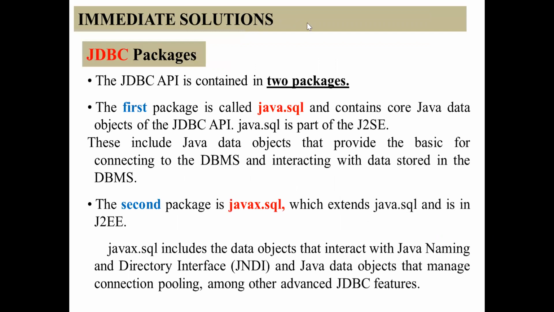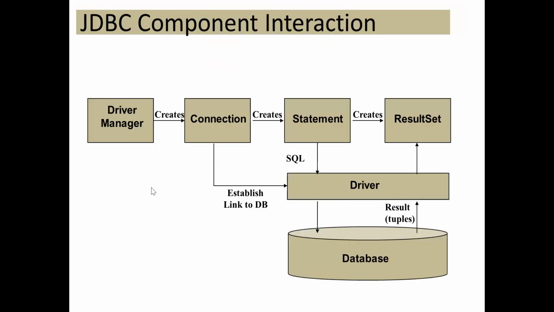So these are the JDBC component interactions. First, the driver manager creates the connection and creates the statement. Once the statement is created using SQL, it moves to the driver. Whatever process is done in the driver interacts with the front end and the back end of the database. Once the database result is obtained, we see it in the result set. So this is the JDBC component interaction.